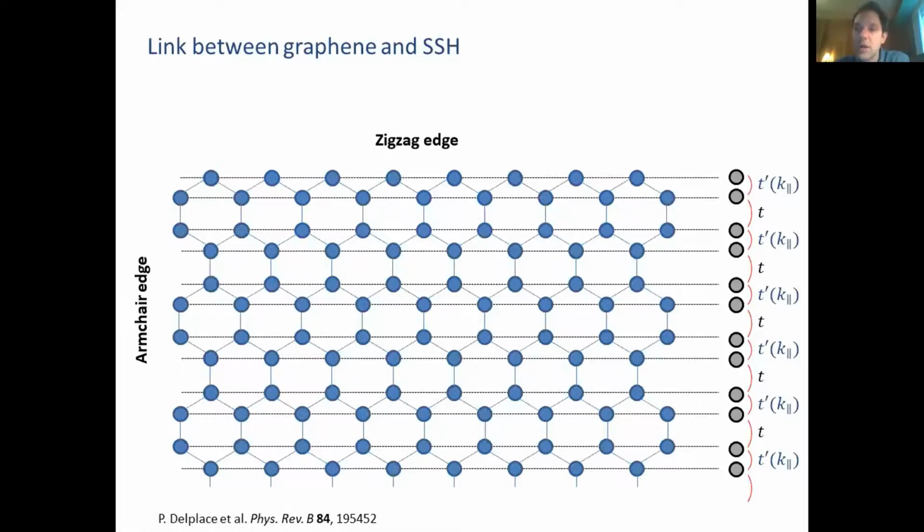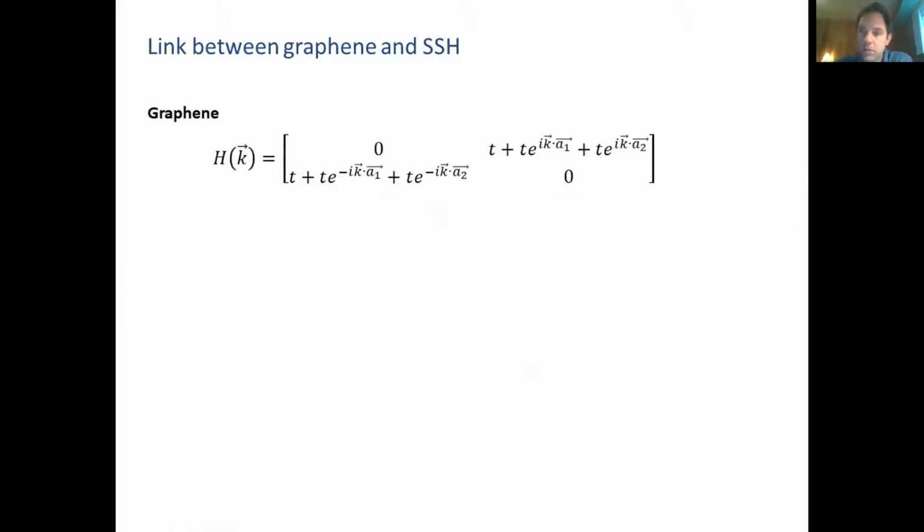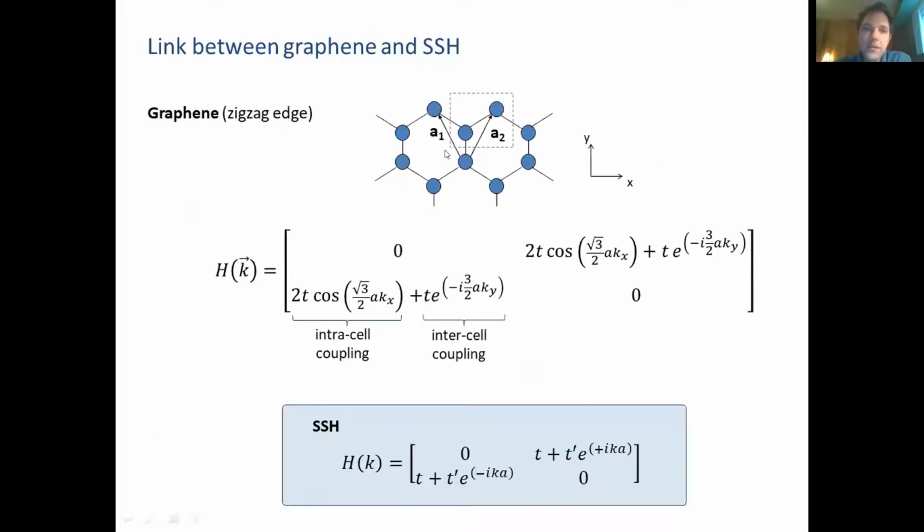So to really show what is the real connection between graphene and SSH, I would like to just go rapidly through the mathematics. So this is the Hamiltonian of graphene that is well known, expressed in reciprocal space. So you have 0 on the diagonal because all the atoms in the lattice are identical. Then you have your coupling terms on the off-diagonal term. And if you now define a unit cell that is compatible with the zigzag edge, you can rewrite these terms here just simply this way. This is just by including the definitions of the unit cell vectors.